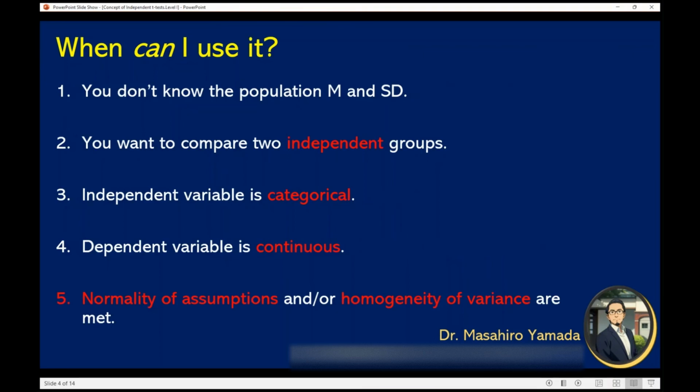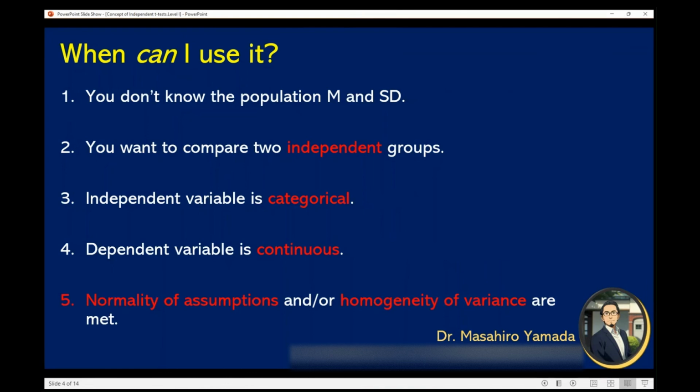And you want to compare only two groups. And the data must be independent, which I will explain. The independent variable must be categorical, and the dependent variable must be continuous. And you have to meet the assumptions of normality and homogeneity of variance.